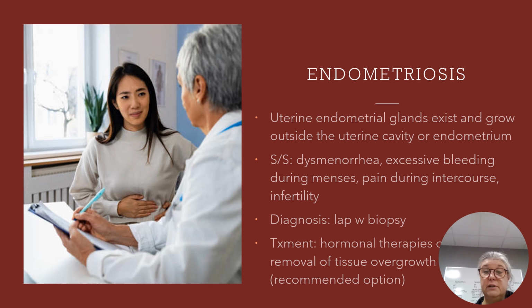All right, endometriosis. So endometriosis results when uterine endometrial glands exist and grow outside the uterine cavity or endometrium, often resulting in pain. Endometriosis is the most common cause of secondary dysmenorrhea. There is an apparent hereditary link to endometriosis. Endometriosis development depends on abnormal hormonal activity associated with the interaction of the enzyme aromatase, an enzyme involved in the synthesis of estrogen. So basically, the endometrial tissue is found outside the uterus, implanted on other body structures.